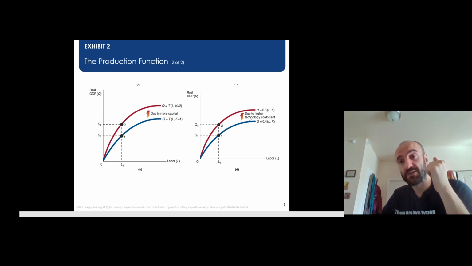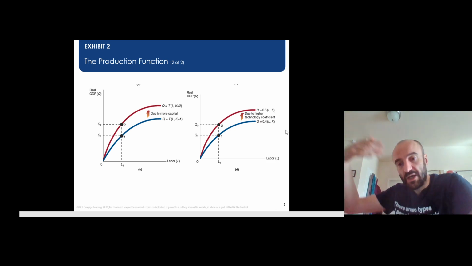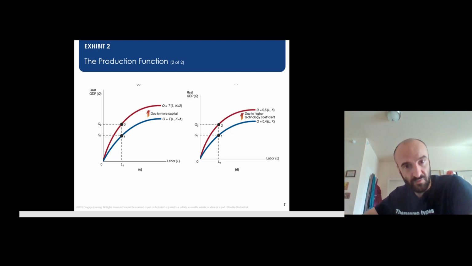The same applies to technology. So you have a better machine, so your capital doesn't change. You have the same quantity, the same number of machines, the same number of cars, the same number of computers, the same number of all potential capital goods, but their quality changes. So this coefficient, instead of 0.4, goes to 0.5.